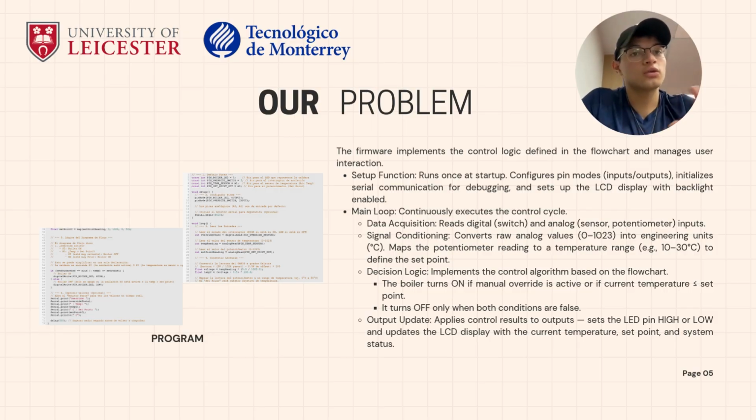If the override switch is on, or the current temperature is less than or equal to the set point, the boiler turns on. Otherwise, it turns off. Finally, we display all the values on the serial monitor to observe how the system responds in real time.